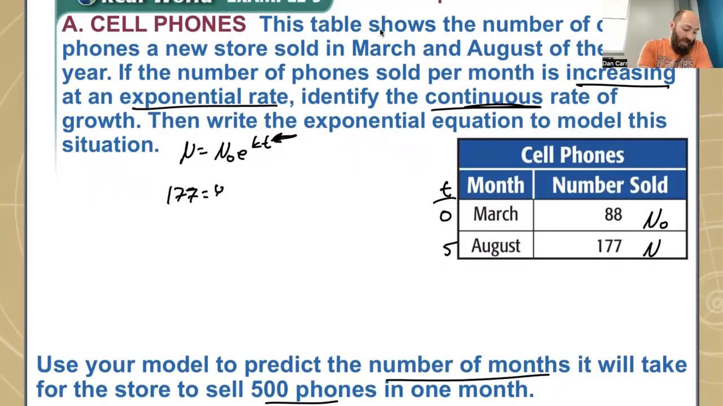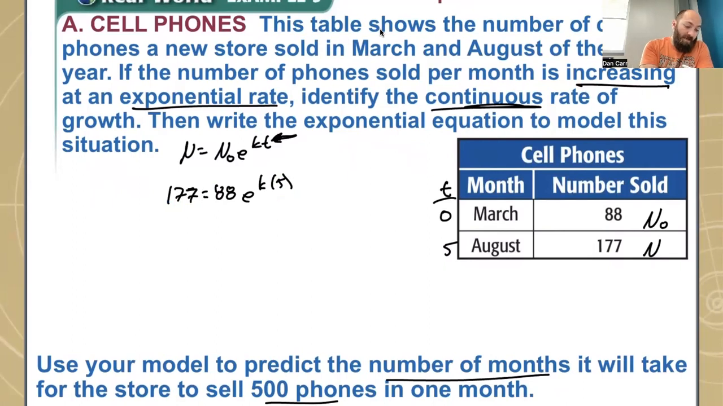The initial amount was 88. E to the k times 5. Okay. So our goal here is, sorry, the 177 is after 5 months. That's why that's there. So I want to solve for k.